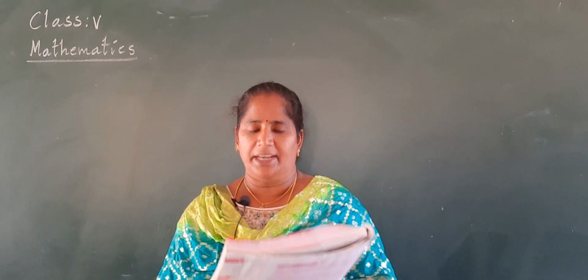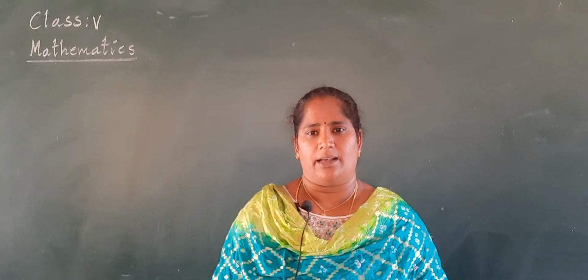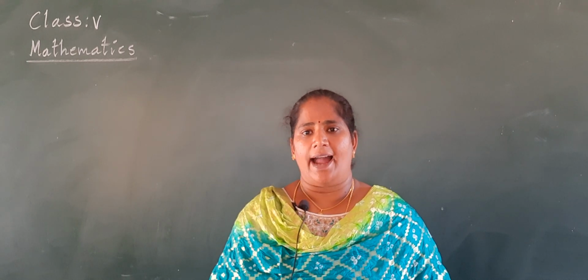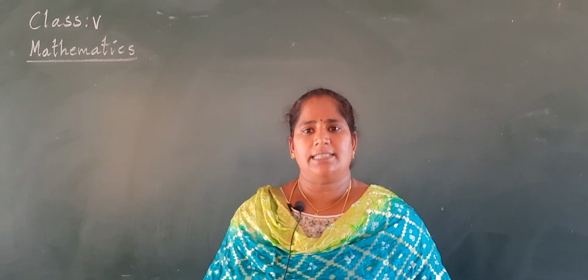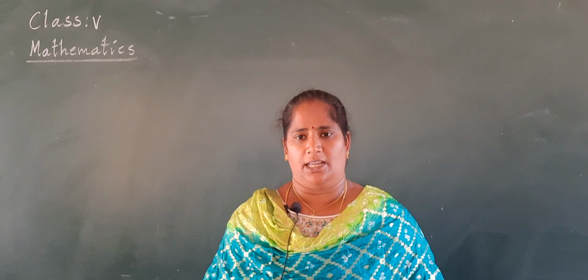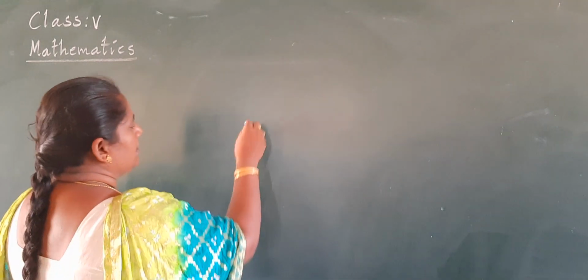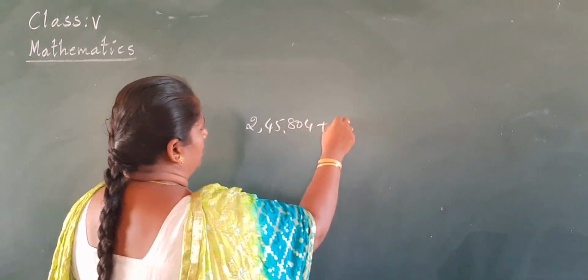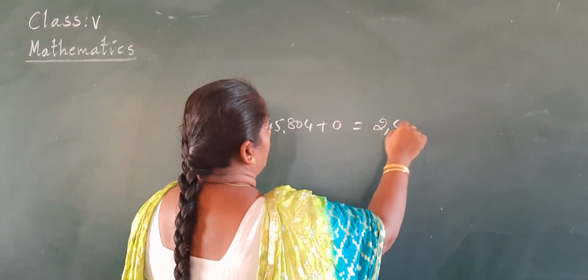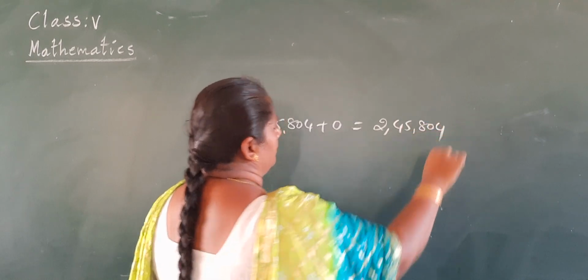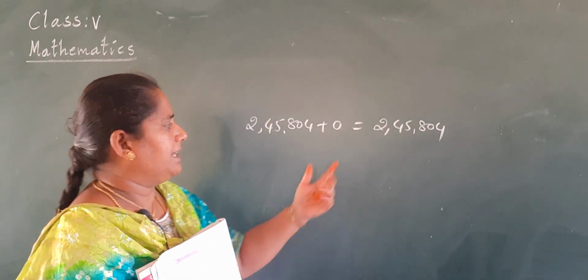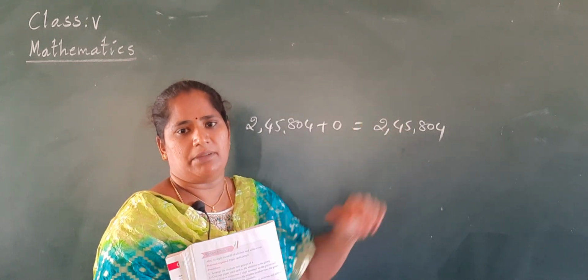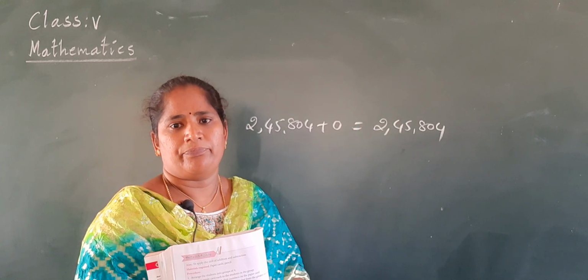If 0 added to any number gives 0 as the sum. Is it true or false? False. If 0 is added to any number, we get the same number only. It's not equal to 0. Let us take one example: 2,45,804 plus 0 gives only 2,45,804. So it is not equal to 0. If 0 is added to any number, it gives the same number only.